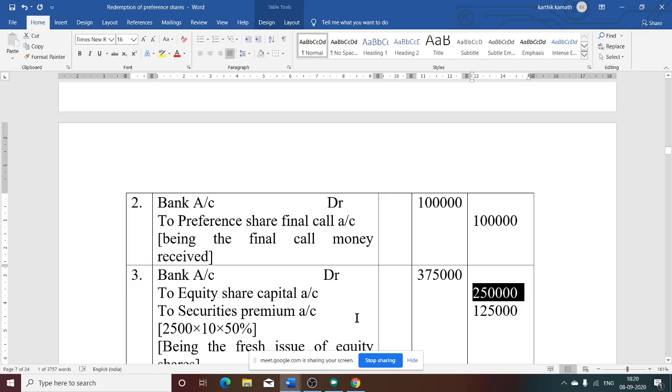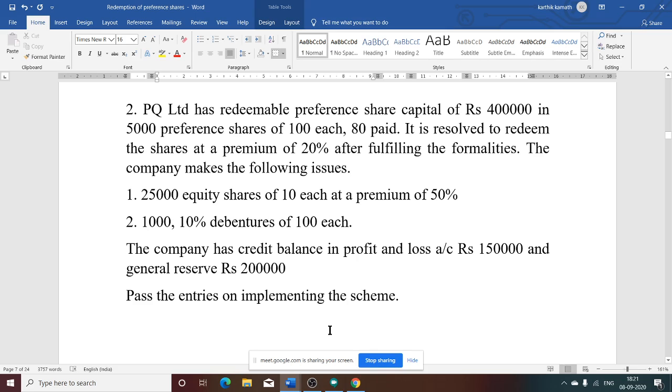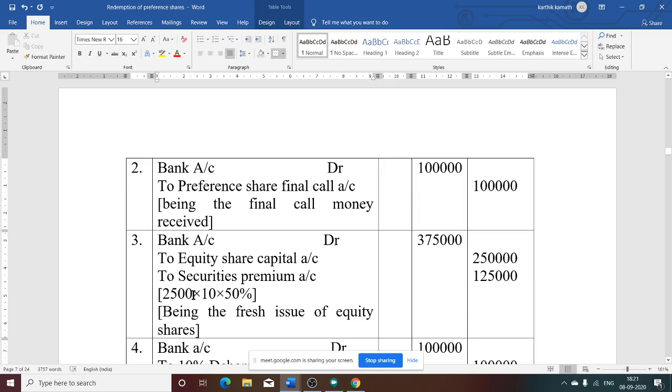Then how to calculate the premium amount? 25,000 into 10, then into 50%. Once you calculate this amount, whether it is 25,000 or 2,500, yes, this is 25,000. There is a correction here, one zero is missing. See, 25,000 into 10, 2,50,000.